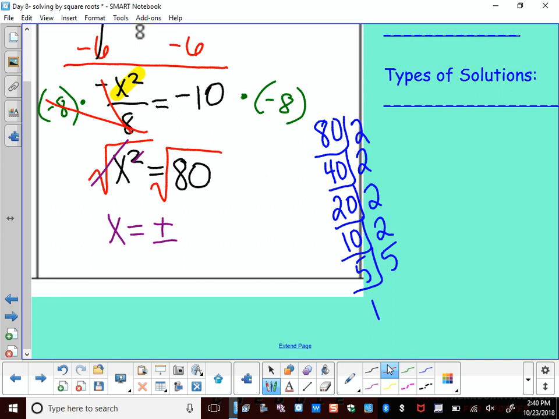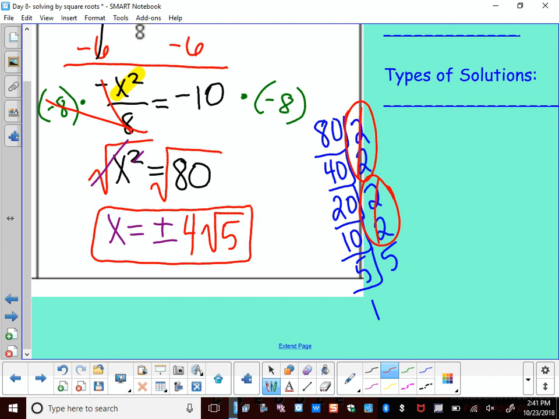So we're going to circle our pairs. So a pair of 2s, another pair of 2s. So what's 2 times 2? 4 root 5. You can check this by putting this in your calculator. If you put the square root of 80 in your calculator, you'll get a decimal. If you check it and put 4 square root of 5, you should have the same decimal. So that can tell you whether you're doing your factor ladder right.